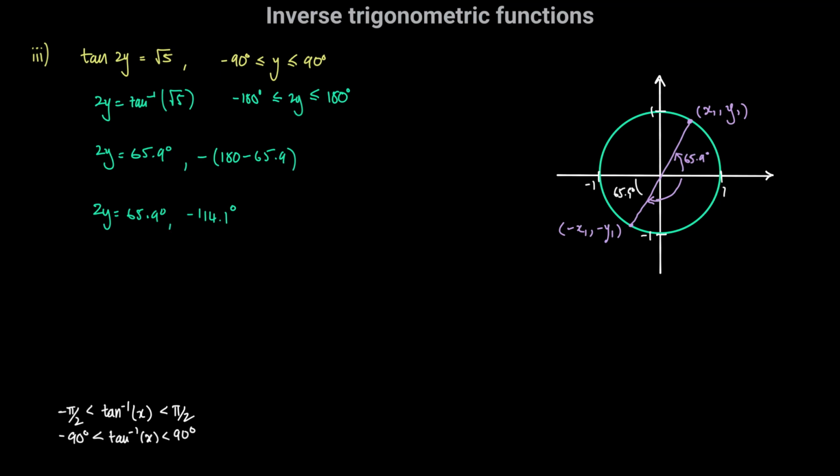So now the possible values of y that we have over here are 65.9 divided by 2. Since 2y is equal to 65.9 degrees, y is simply 65.9 divided by 2. So that gives us 32.5 degrees. And negative 114.1 divided by 2, so that would be negative 57.0 degrees. And of course, we can see here that both of these values of y satisfy the range of values of y given to us. So these are the only values of y in the range negative 90 degrees to 90 degrees for which the tan of 2y is equal to the square root of 5.